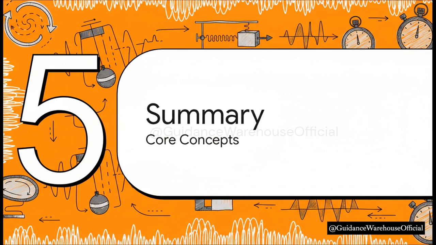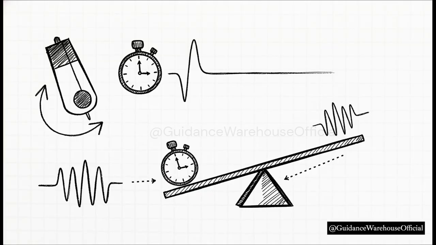Almost done. Section 5. Summary and final thought. Wrapping up the core concepts. Here is your final checklist. Remember, periodic motion is simply motion that repeats at regular intervals. The period, T, is the time per single event. The frequency, f, is the number of events per unit time. And the absolute most crucial takeaway, they are always mathematical inverses of each other, forever linked by the simple equation f equals 1 over T.